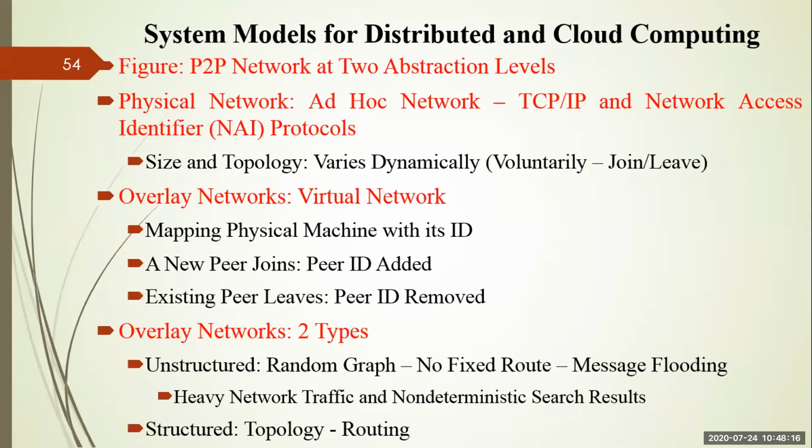Later it is reduced to 5 layers or 4 layers in the TCP/IP model, or you can use a network access identifier protocol in the physical network. Okay, as I mentioned, the size and topology is always dynamically varying, right? Why is it varying? Because at any point of time a computer system may join, and at any point of time a computer system may leave as well.